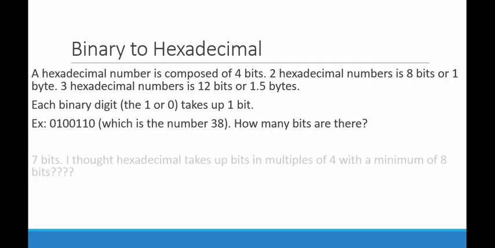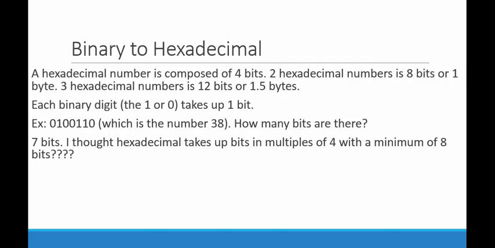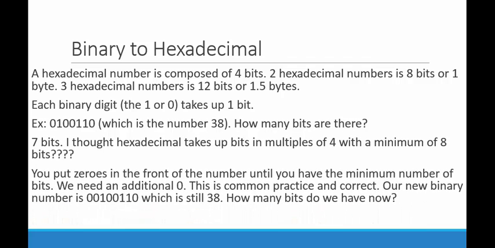Well, it's very simple. All you have to do is throw in a 0 in front of the number until you have the minimum number of bits. We need one additional 0. Now, this is common practice, and it is correct to do. So our new binary number is going to be 00100110, which is still 38. How many bits do we have now? We have 8, which means we can start the conversion, and we are ready to go.